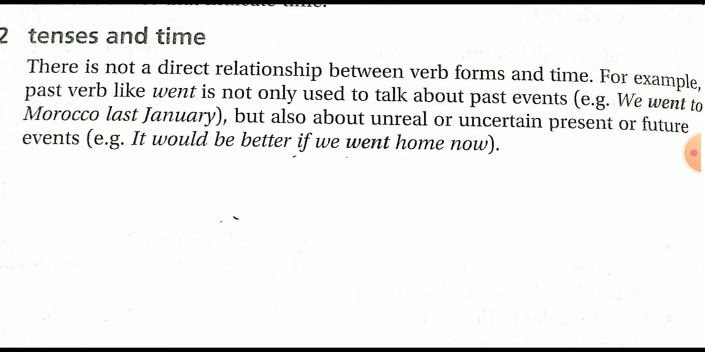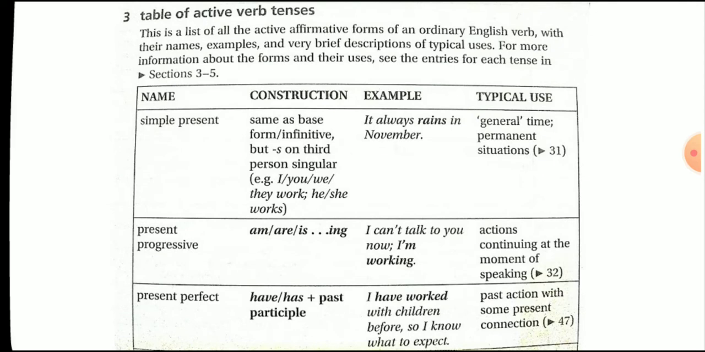Let's discuss the table, number 3, table of active verb tenses. This is a list of all the active affirmative forms of an ordinary English verb with their names, examples, and very brief descriptions of typical uses. For more information about the forms and their uses, see the entries for each tense in sections 3 to 5. Name: the name of the tense is simple present. Construction: how the tense is constructed. Same as the base form infinitive, but with s on the third person singular. For example, I, you, we, they work. We use works for he and she.